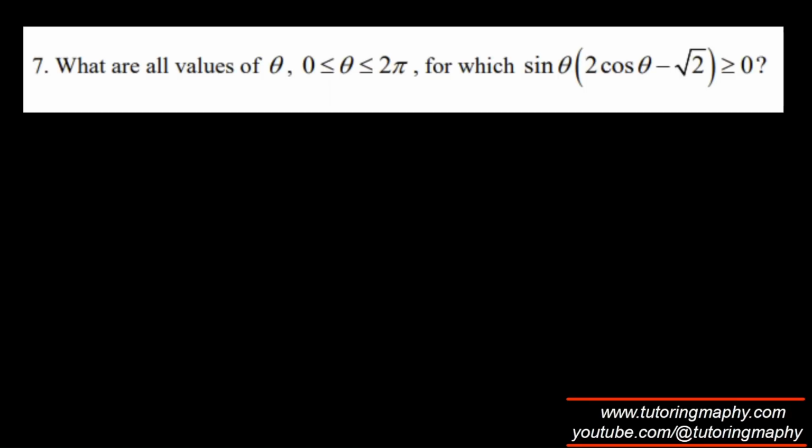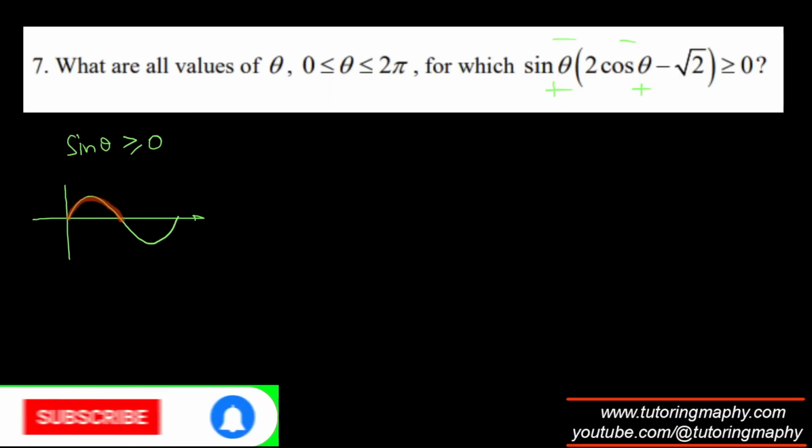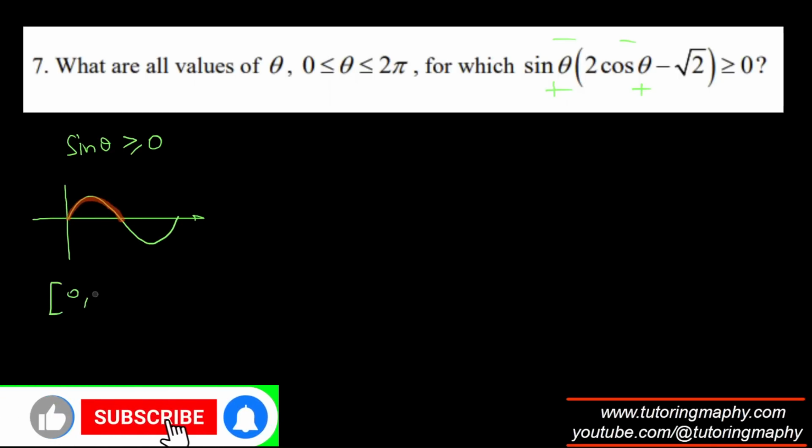Okay, in this one, the product should be positive, which means that either both should be positive or both should be negative. Let's take the positive case. Well, thankfully this is not that bad because sine is greater than or equal to 0 when, of course, this happens, right? Above the top wave. So 0 and pi are also allowed, so it's from 0 to pi.